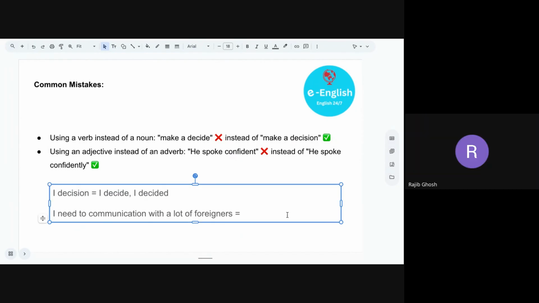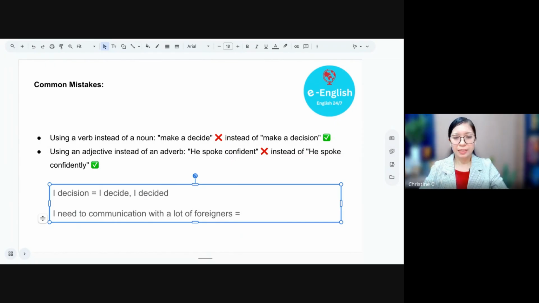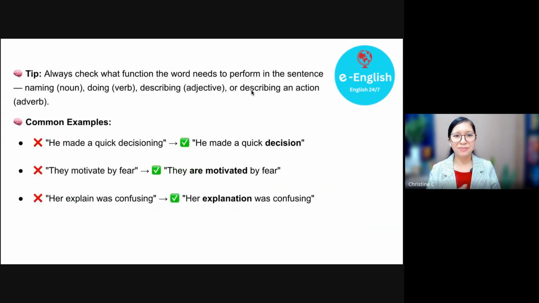"I need to communicate." Perfect. I need to communicate. So it is an issue of using a noun instead of a verb. Okay, perfect. So let's move on.